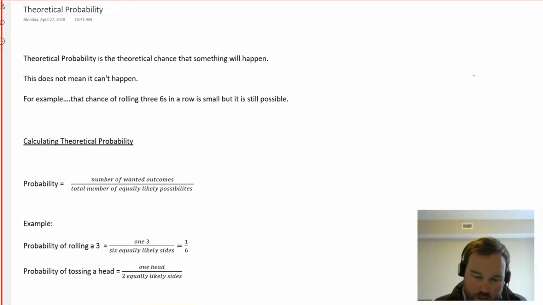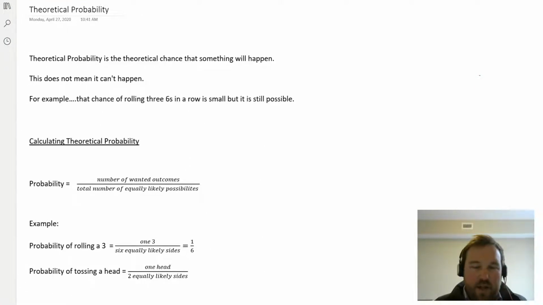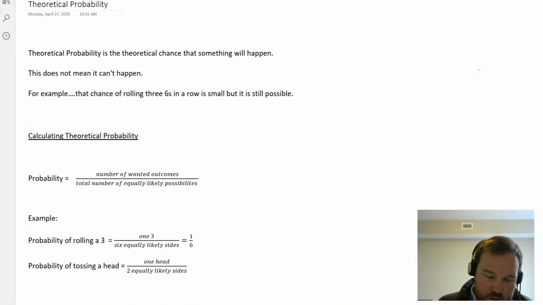Now, what we're going to look at here is the chance that something will happen in theory. It doesn't guarantee it will happen or guarantee it won't happen. It's just the theoretical chance. So, for example, the probability of rolling 3 sixes in a row on the dice is small, but that doesn't mean it's not possible. Same as the chance of rolling a number bigger than 2 on a dice is high, but it doesn't mean it's guaranteed to happen. So it's just the probability, in theory, that an event will occur.